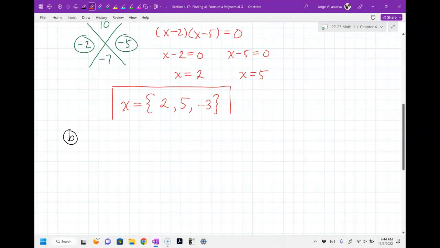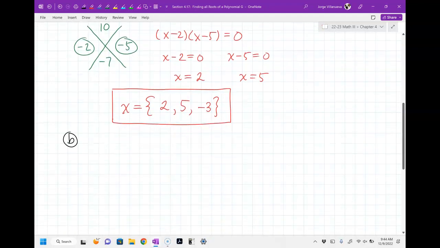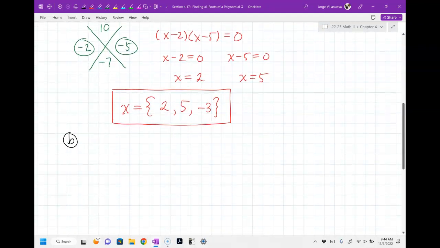And there we go. As usual, I prefer that you write the answers in numerical order. So negative 3, 2, 5 would be best. But it's not incorrect if you don't do it that way. Okay? So if you don't do it that way, it's fine. Just make sure you mention all 3.